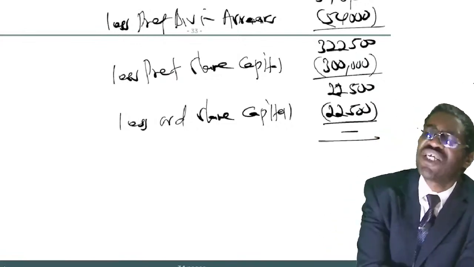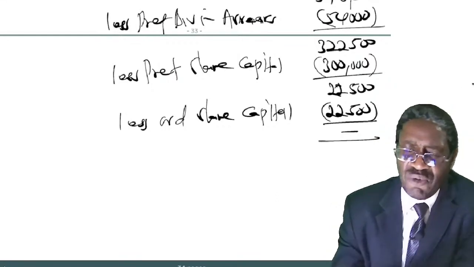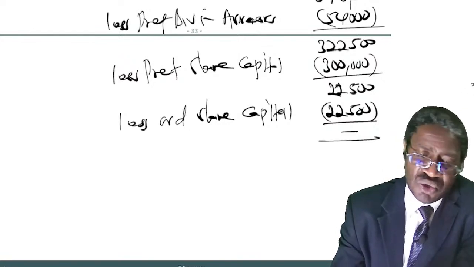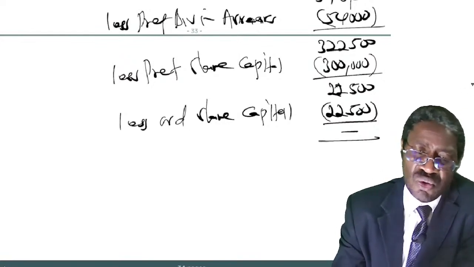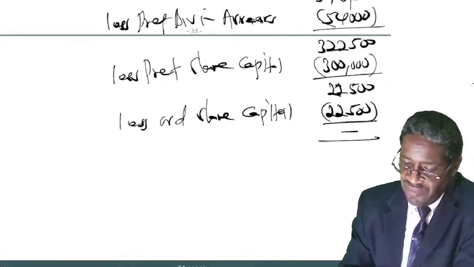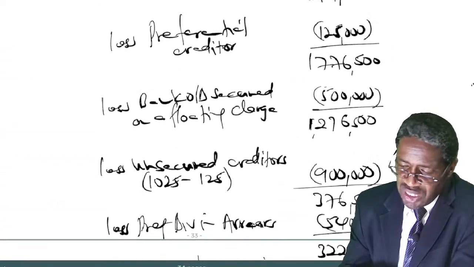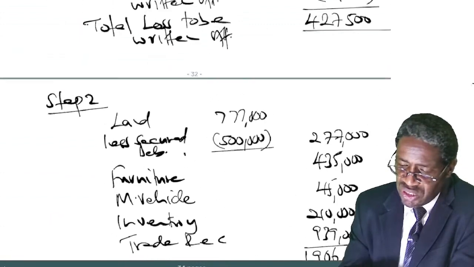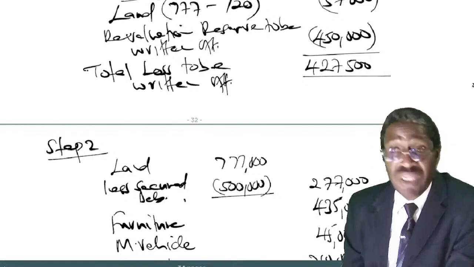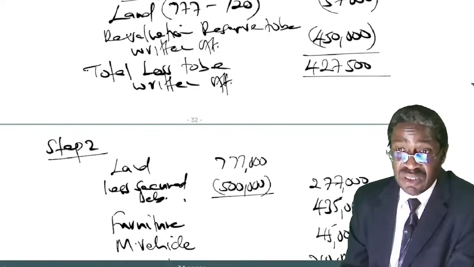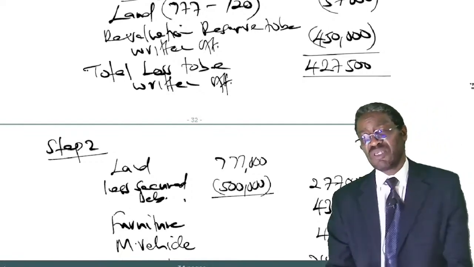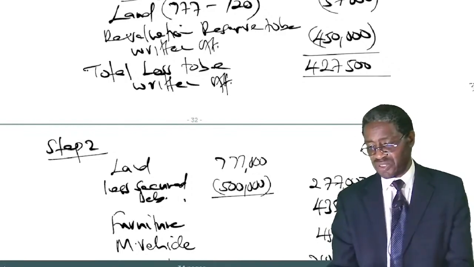So if they go to court, they will still lose how much? Let me check. I take the 450,000, which is what I owe to them. If they go to court, they will be paid 22,500. So they will lose a balance of 427,500. Is it exactly what we got in step 1? Let me confirm. Yes, 427,500. So we want to tell the ordinary shareholders, please accept to suffer this loss of 427,500 with the hope that we shall make some profit in the future and you will be able to participate in that profit.